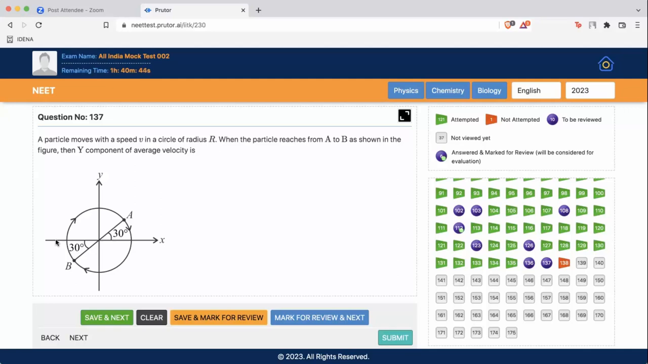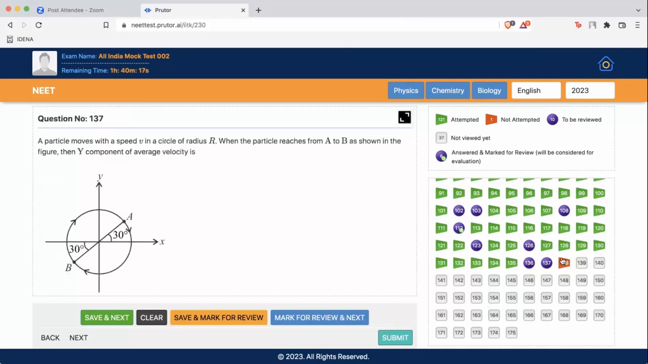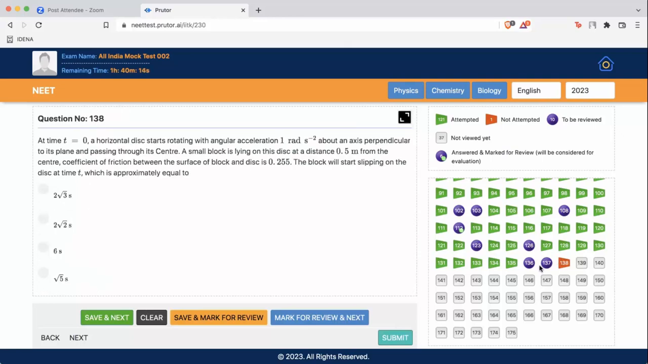The Y component will be sine of 30. So some V, whatever the V is. So the average V here is V sine 30, V by 2. I don't know this. Okay, I think I know this one.